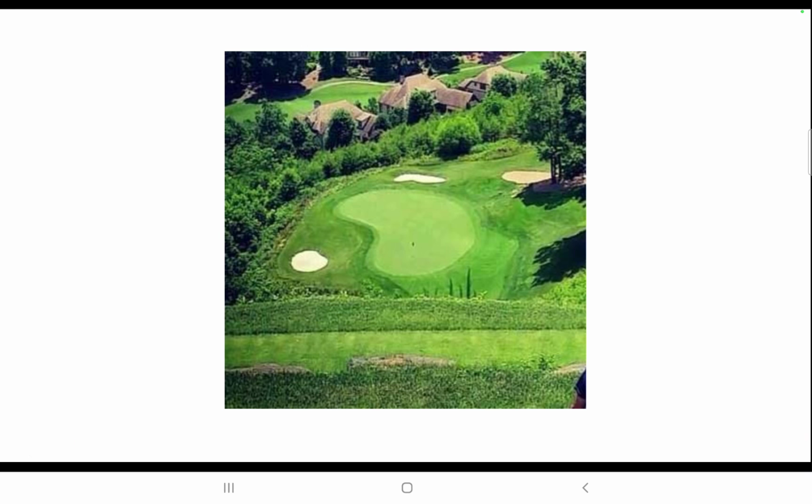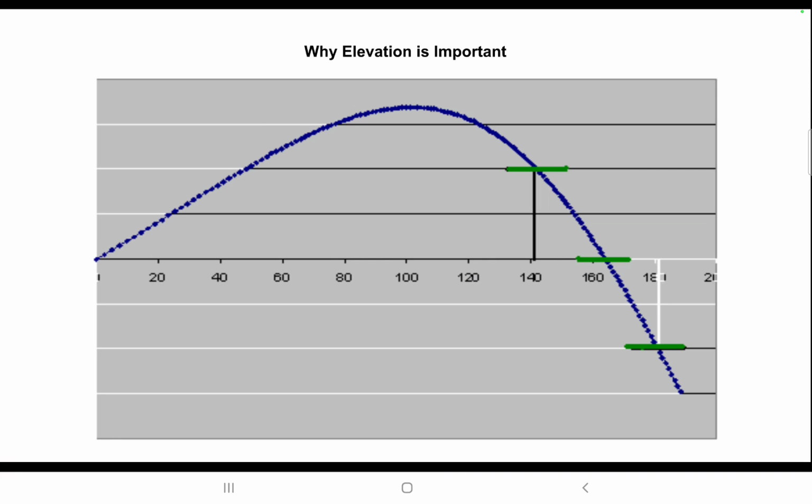This first picture here is just a picture of a golf course where it has an extreme downhill elevation, and we have similar holes in Golf Clash. And so we need to go over the basic concept of why elevation is important. And this is basically a pictorial representation of a golf shot.